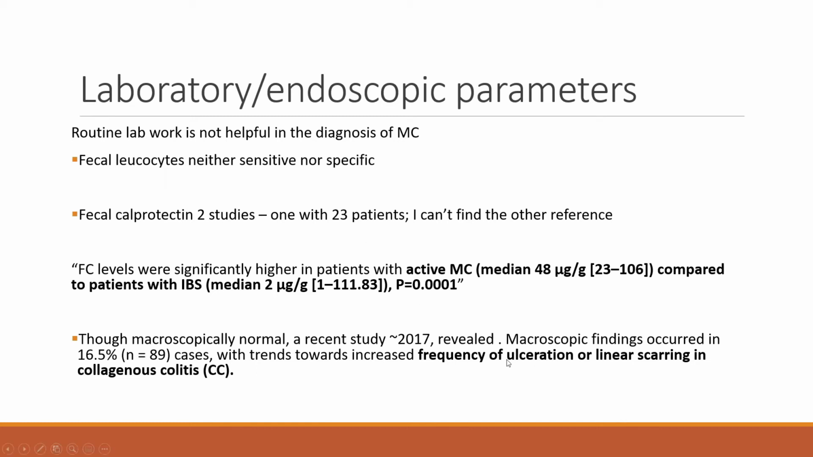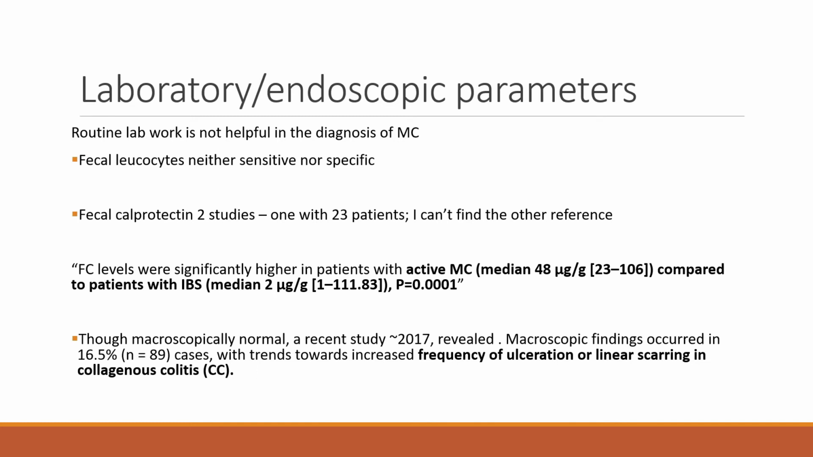So I mentioned this thing. Even though it's macroscopically normal, there is a recent study published in 2017 which found that with better endoscopes, patients with collagenous colitis have slightly more linear scarring and small ulceration. So they say that maybe 15 to 16% of the cases might have some evidence of macroscopic inflammation. So it's not all just microscopic, but this is still more in the research setting.